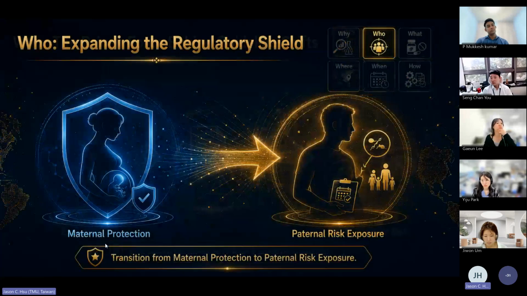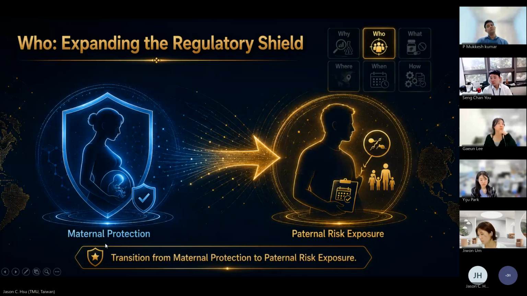The next question is who? Okay, the regulatory shield is expanding. Originally the protective shield was held exclusively in front of pregnant women and their unborn fetuses, focusing on maternal protection. And today, we must think about the shift to the right, expanding to cover males of childbearing potential who have reproductive plans and addressing the partner risk exposure, like a father's exposure.